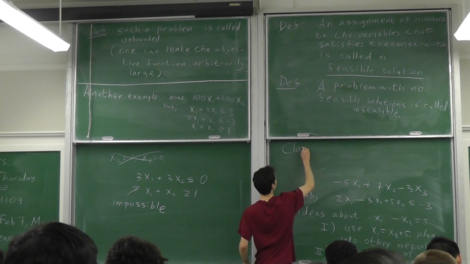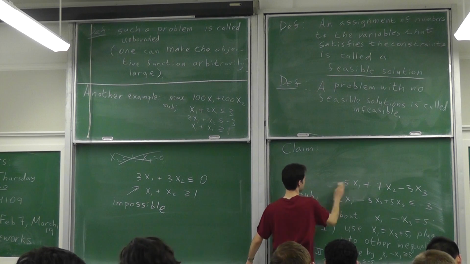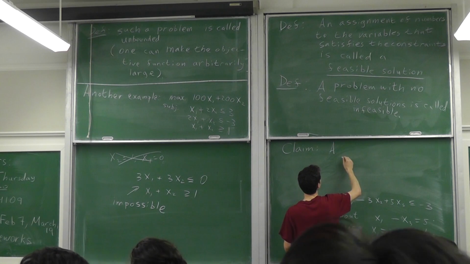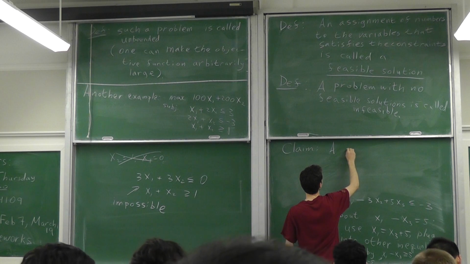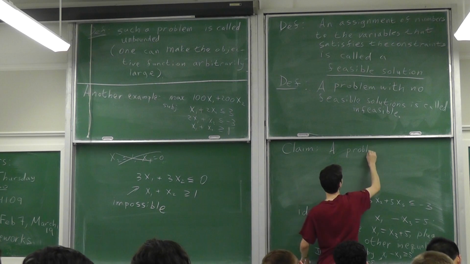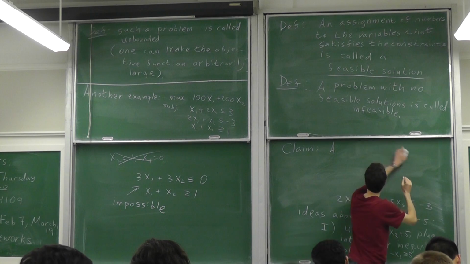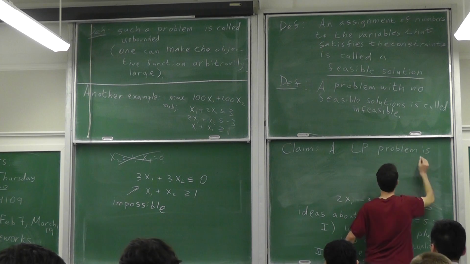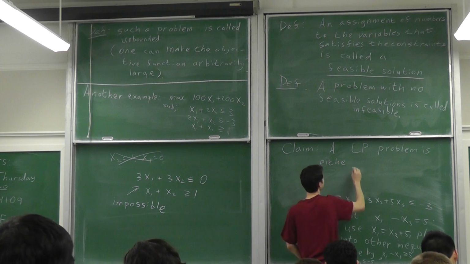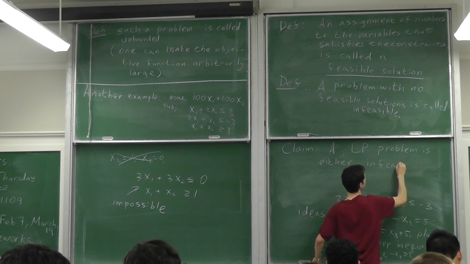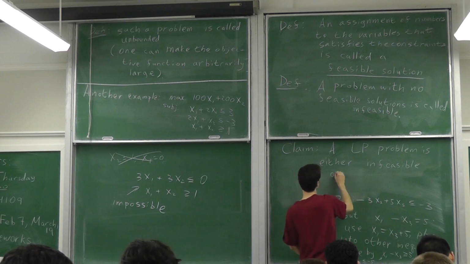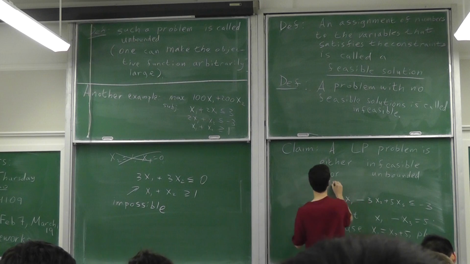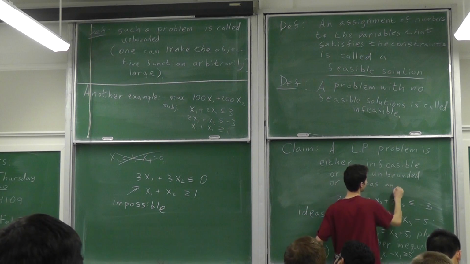So claim: a problem, well, a linear programming problem is either infeasible or unbounded or has an optimal solution.